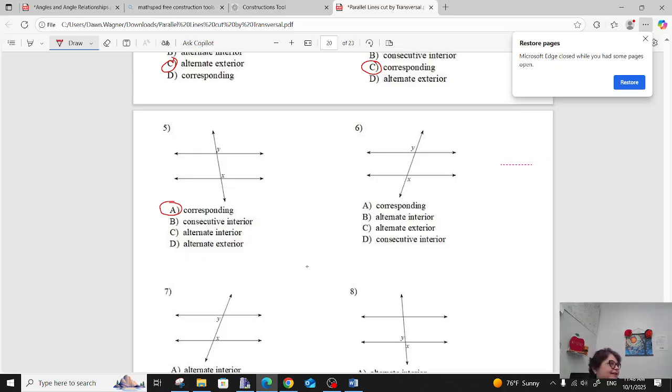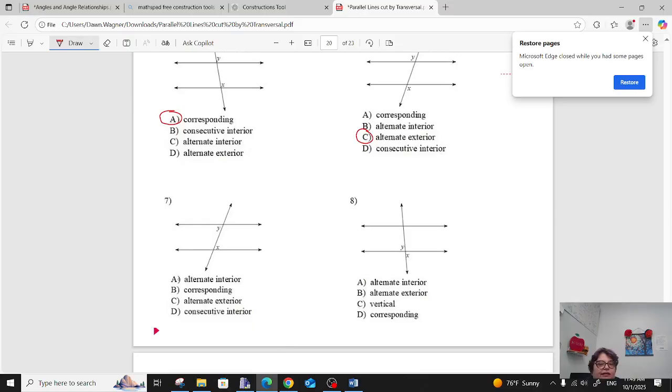What about number 6? No, they're outside. Alternate exterior because they are on the outside. They're up and down from there and they're on the outside. Interior would have been here and here or here and here. Well, yeah, number 7 is alternate interior. And what would I call number 8 again? See, that's vertical.